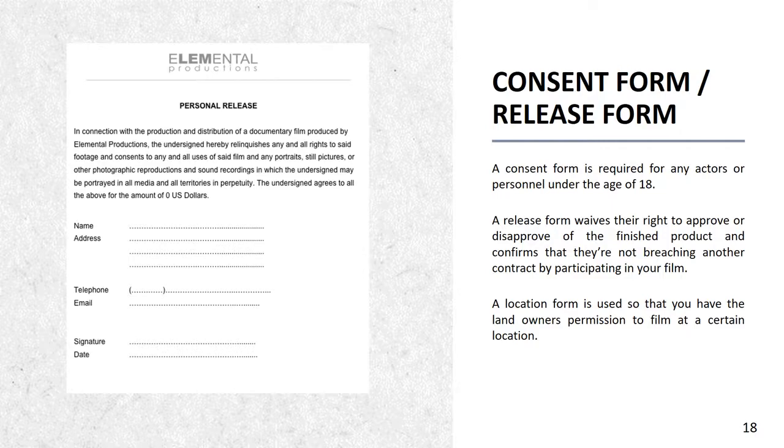So for example, actors will sign an approval form to say that, I release the final movie to the public and I'm not going to kick off and complain about what's in it or not. And also, you're confirming that you're not breaching any sort of contract by being in your film. A location form is used so that you have the landowner's permission to film in a certain location, so that someone doesn't turn around and say, you didn't have permission to film there, I'm going to sue you for so much money.